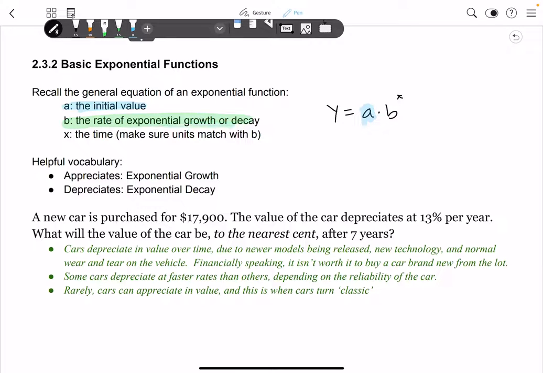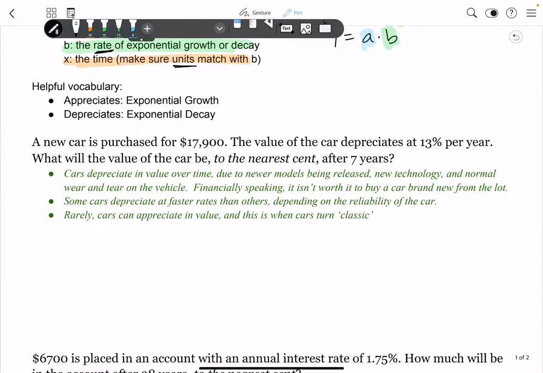B is going to tell us how quickly exponential growth or exponential decay is happening. So that's going to tell us the rate of the growth or decay. And then our inputs here, our x value, are going to be units of time. And we want to make sure when we're putting in these values that the unit of time matches the unit of time in the rate for the b variable. So I'll explain more about that. Let's jump into some examples.